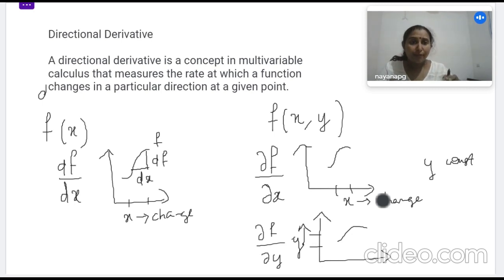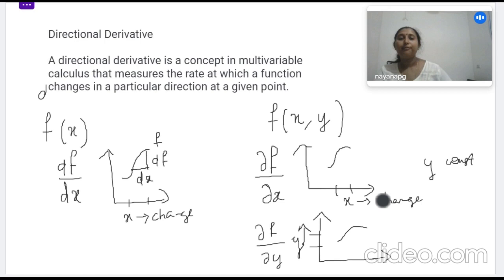What if we have to find how a function changes in some other particular direction? Then we need another concept, which is what we are going to learn today, the directional derivative. It is in multivariable calculus, and it measures the rate of change of a function in a particular direction at a given point. We'll see the notations and all of it on the next page.